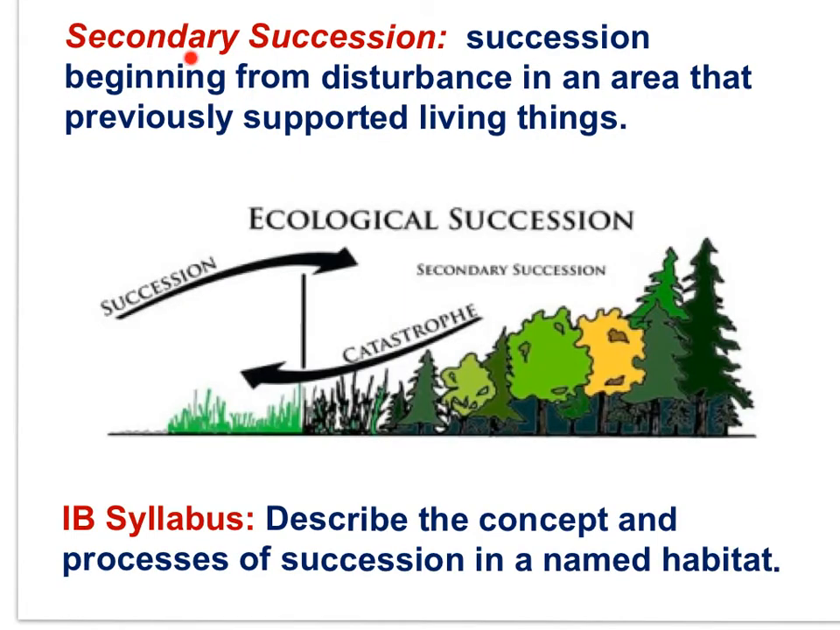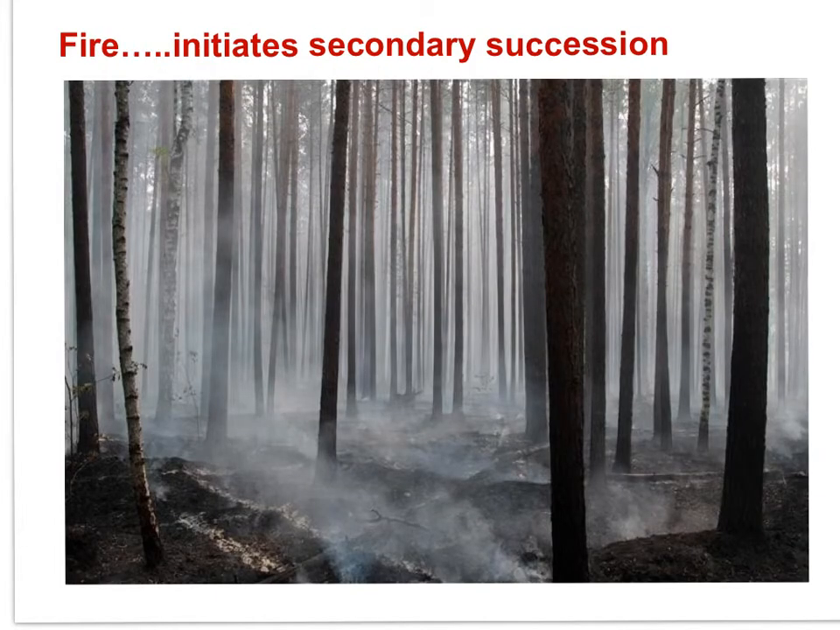Remember that secondary succession is succession beginning from disturbance in an area that previously supported living things. So in a sense, secondary succession is a repeating process of orderly change in communities over time in a single location that then experiences disturbance or catastrophe to return the system to a pioneer stage. Fire is an example of disturbance that would set the clock back, initiating the pioneer stage. Remember, succession is a temporal phenomenon, dependent on time.